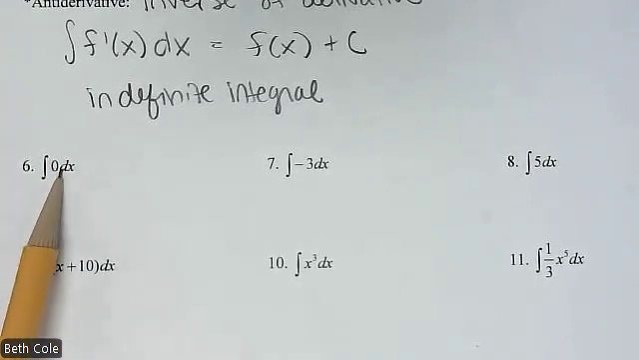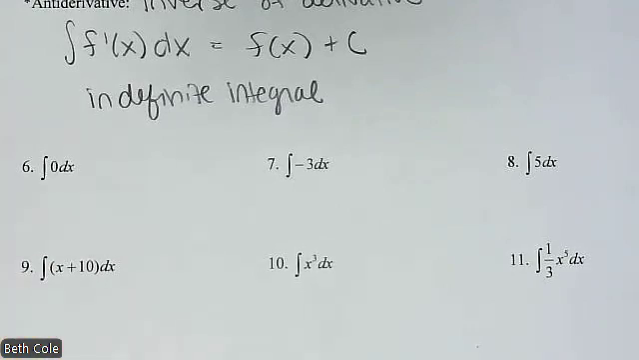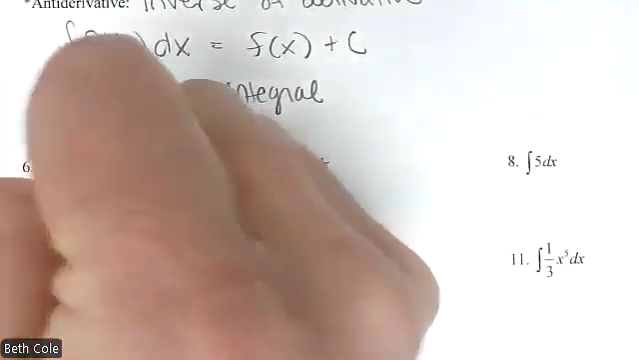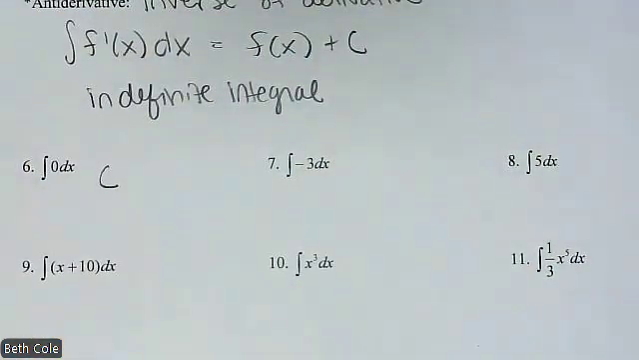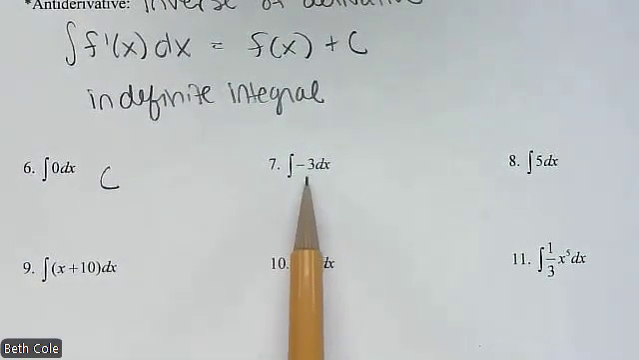Can you come up with a function that if you did the derivative, you would get zero? Like zero is the answer. 4. Or what else? 5. Like just a number, right? So just C. Any number, if you did the derivative, you would get 0. This one's a little bit more interesting. You need a function that if you did the derivative, you would get -3. -3 is the answer. I need the problem.